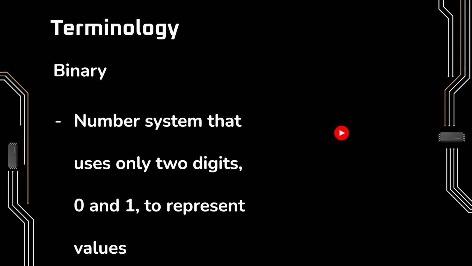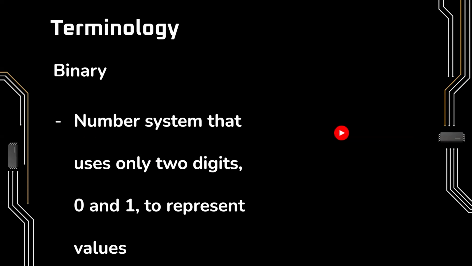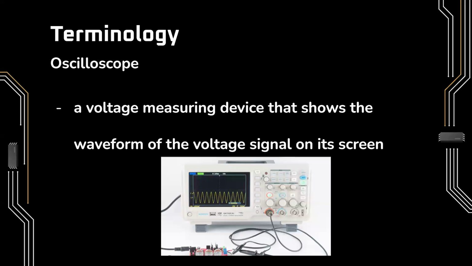So just some terminology before we get started that we're going to use. Binary is basically a number system that uses zeros and ones, and turning on and off is binary. Also logic gates are devices or chips that perform a true or false operation based on binary inputs, and then they have a binary output. We also use an oscilloscope, which is a voltage measuring device that displays the waveform of a voltage signal on the screen. As you can see on the device here, it shows the peak to peak voltage signal.